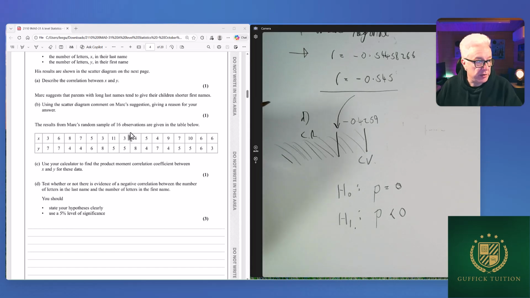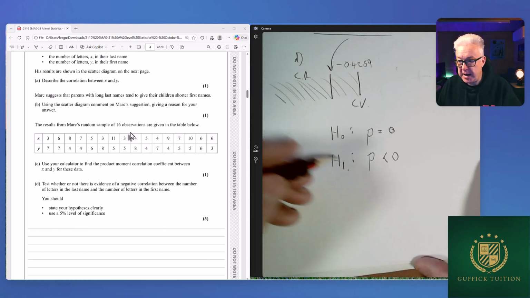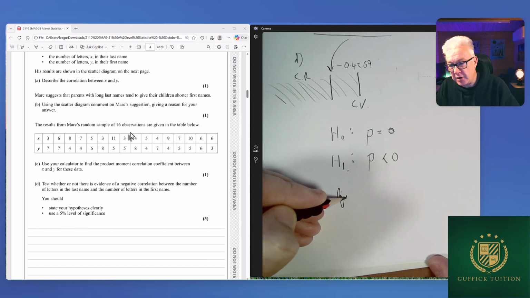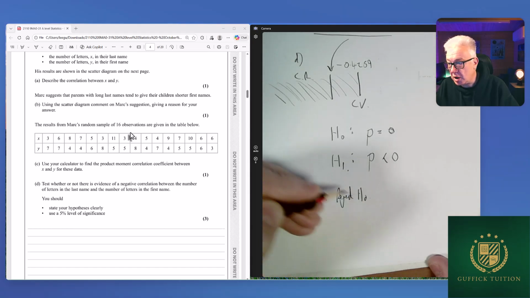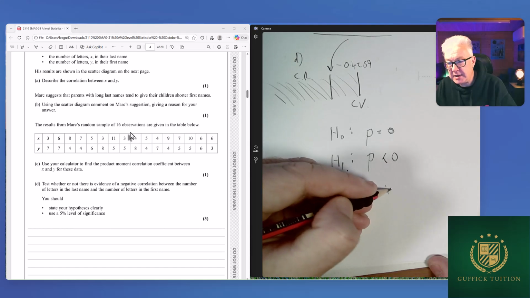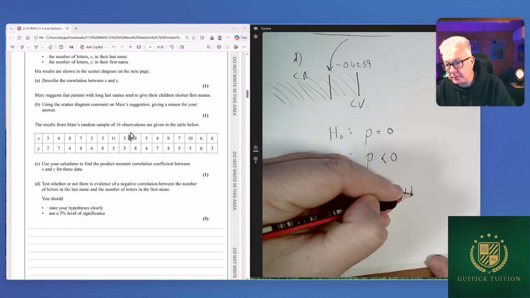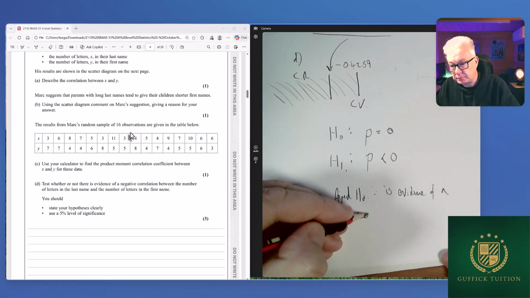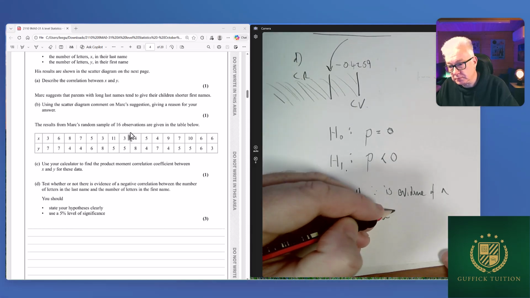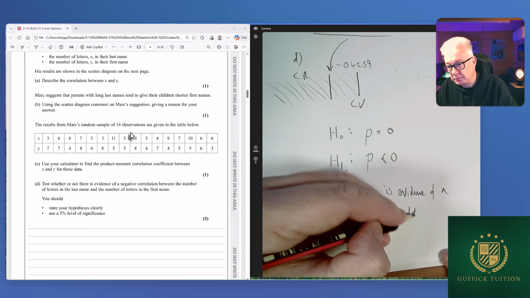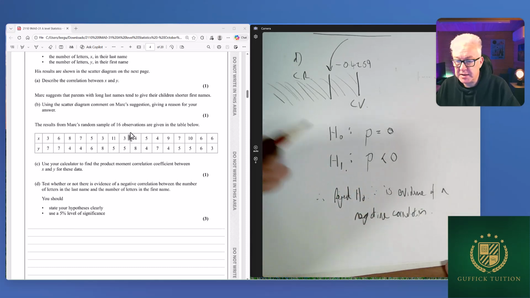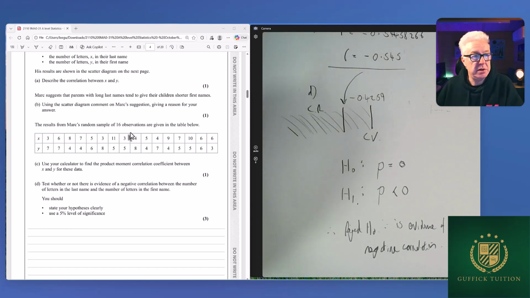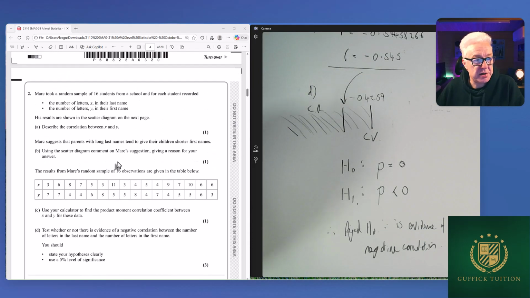So we're in the critical region, so we're going to say that there is enough evidence for us to reject H0. So we can reject H0, and we can say that there is evidence of a negative correlation between the number of letters in the last name and the number of letters in the first name. Okay, and that's how we would do that particular question. Okay, that's quite a nice question, that one there.